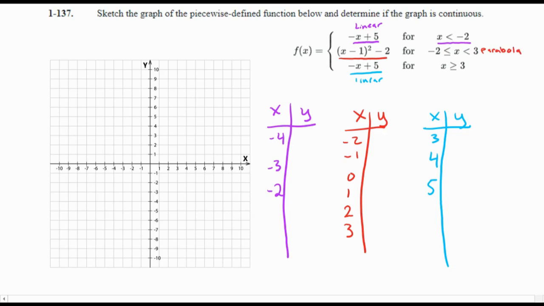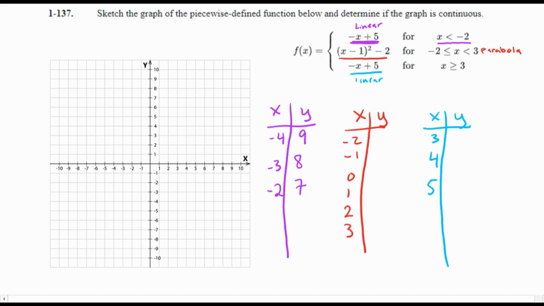So in this one, the purple function, I'm going to plug in -4. I'm going to do this math not on paper here, so hopefully I can just talk you through it. I plug in -4 into here. -4 is just +4, plus 5 is 9. If I plug in -3, a negative times a negative is +3, so that's 8. If I plug in -2, that's going to be +2, which is 7.